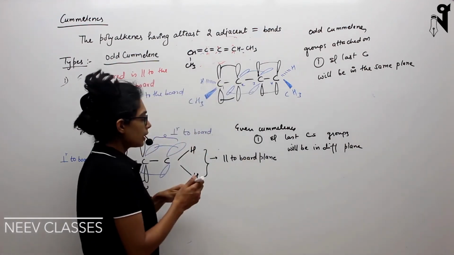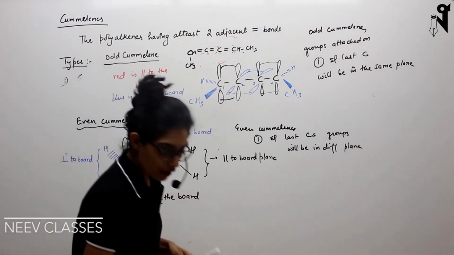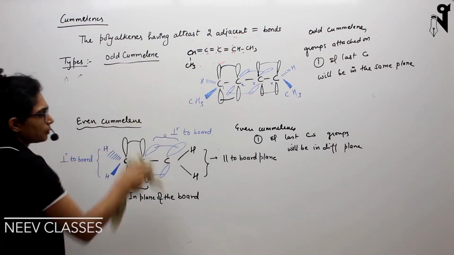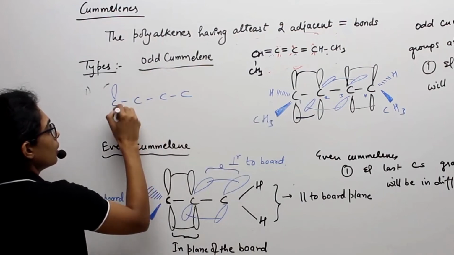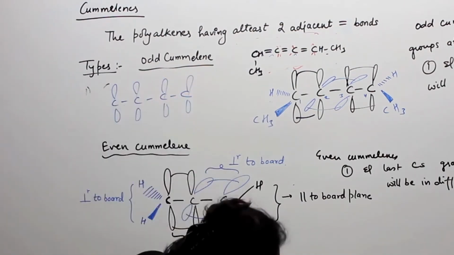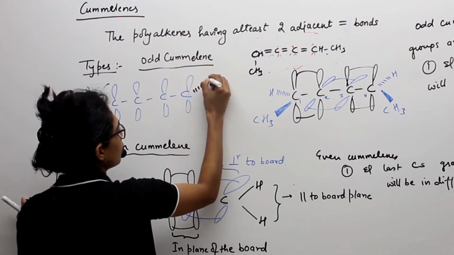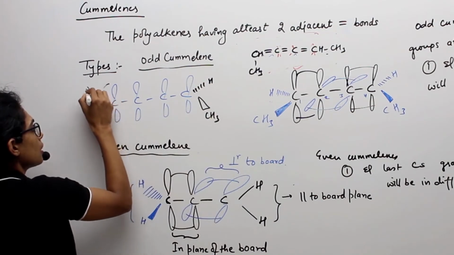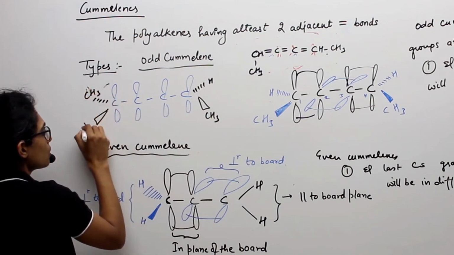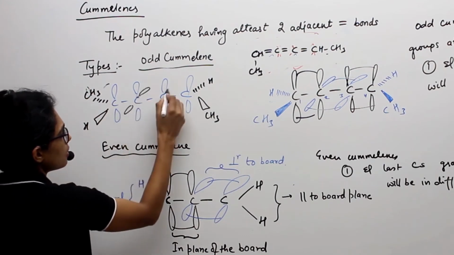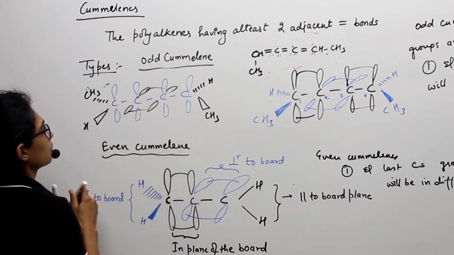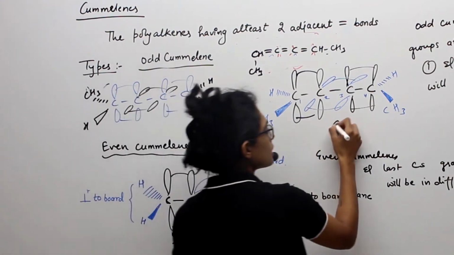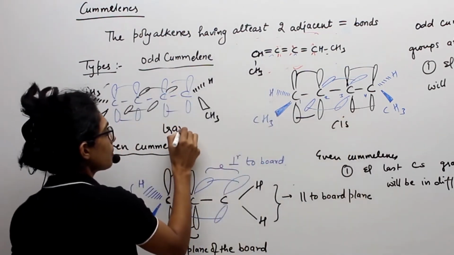So what I can say is, if I have to draw, let's say, the structures over here, this is hydrogen, this is CH3, and this is hydrogen, and there is a sigma bonding here. This is one structure, this is your cis structure, and this is your trans structure.